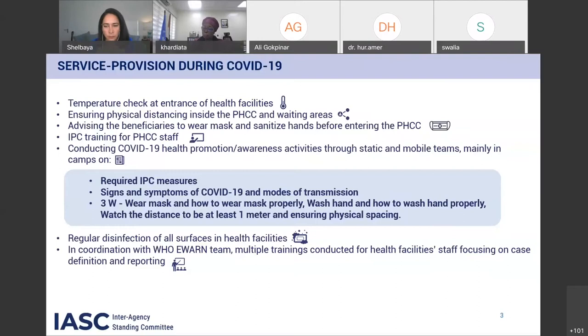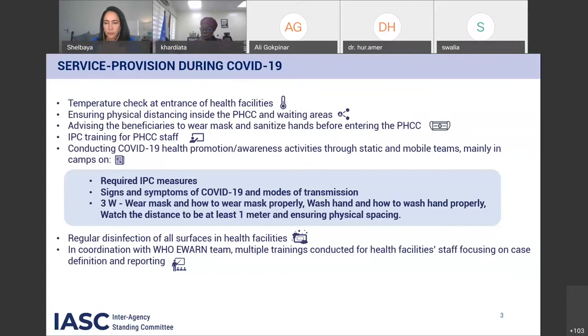So we have to remind our beneficiaries about the three W's, which is: wear your mask, wash your hands properly, and watch your distance, to leave at least 1 meter between each one to ensure physical spacing and distancing. And concentrate on the signs and symptoms of COVID-19 and mode of transmission. And also regular disinfection of all surfaces, door handles, tables, chairs where they are sitting, and all touchable materials in the health facilities.